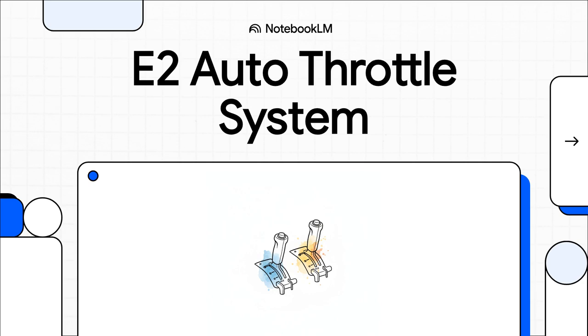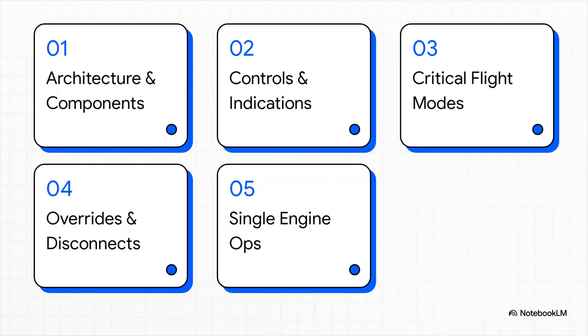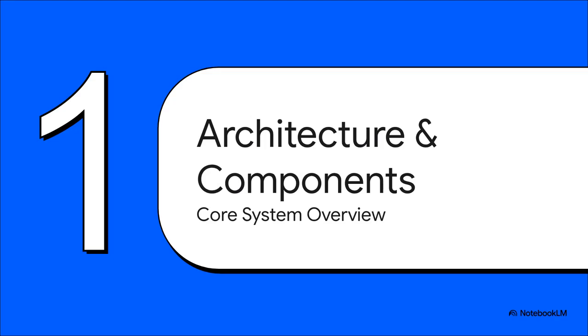Because let's face it, whether you're transitioning to the E2 or just knocking off the rust, knowing the precise logic of the auto throttle is going to drastically lower your workload in the flight deck. To keep this super organized, just like an examiner's flow, we'll hit 5 key sections. 1. Architecture and core components. 2. AT controls and indications. 3. Critical flight modes. 4. Overrides and auto disconnects. And 5. Single-engine abnormal ops.